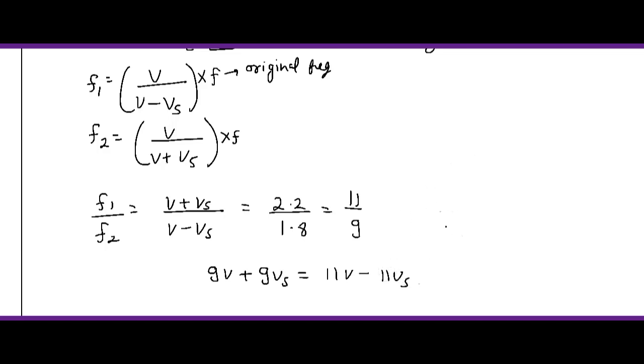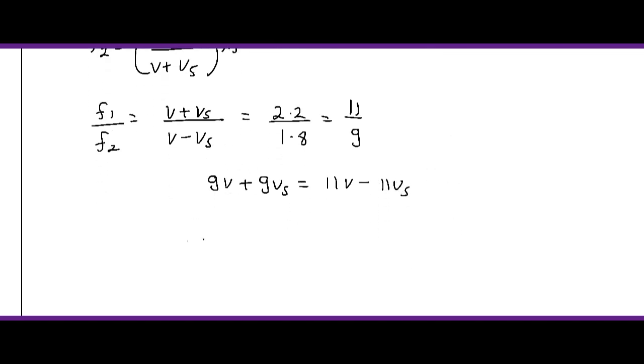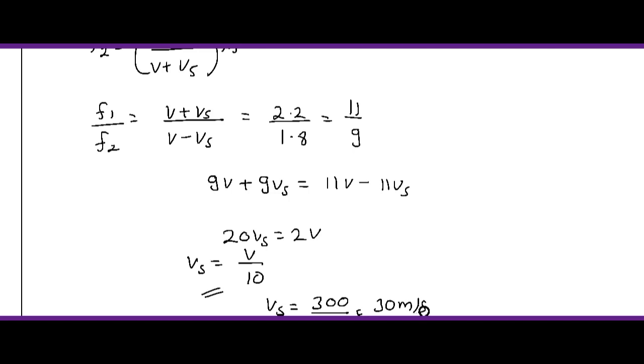Now let us calculate vs in terms of v. As we know, v is the velocity of the sound, and we need to calculate vs. So 20vs is equal to 2v, and vs is equal to v upon 10. The value of v is given as 300, so 300 upon 10 means 30 meter per second. This is the velocity of the train. Okay, thank you for watching.